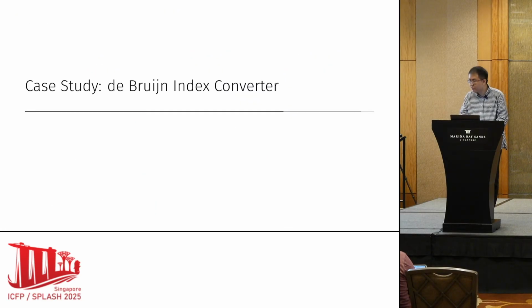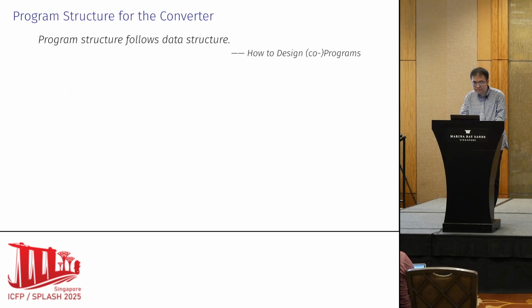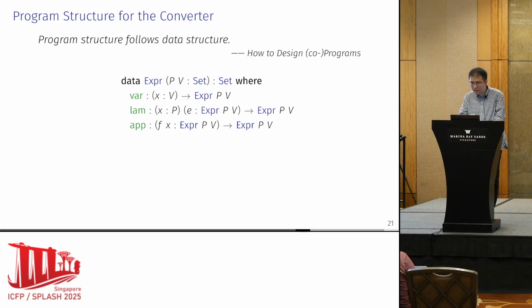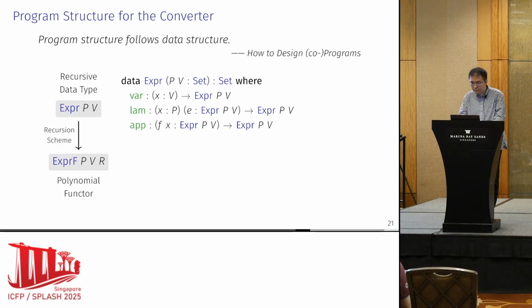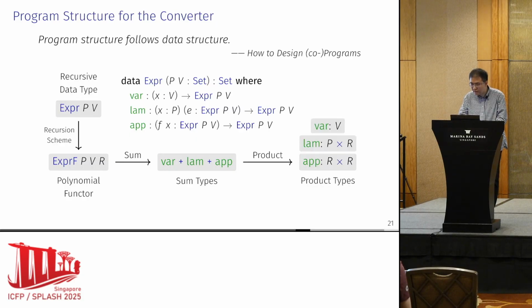And now let's get back to the motivating example and see how we solve it. So an important lesson is that program structure should follow data structure, right? So we first consider the data structure to be synchronized, which is the expression here. As we can see, it is a recursive data type. So the first thing we can do is to apply some recursion scheme to reduce it to a polynomial functor. And the polynomial functor has a sum of product structure. So we can first use some combinators for sum, which breaks down into 3 different branches. And then for each branch, it is a product structure. So we can use the product combinators.